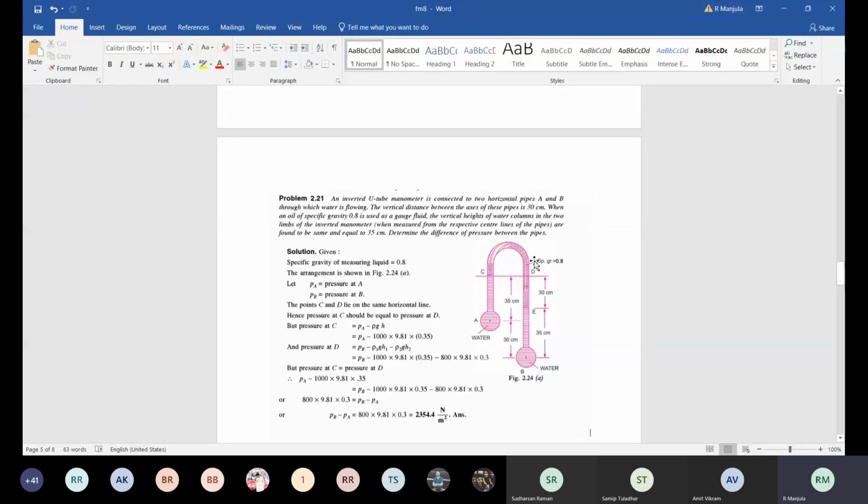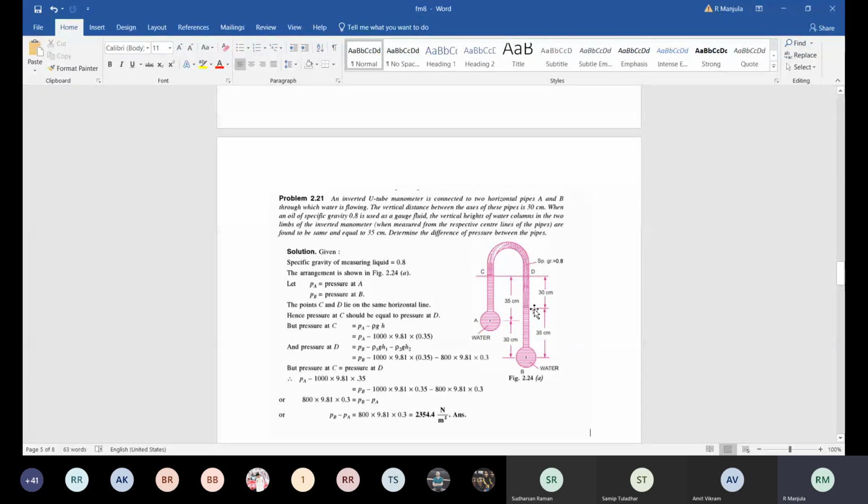The vertical heights of the water column in the two limbs of the inverted manometer, when measured from the respective center of the pipeline, are found to be the same and equal to 35 centimeter. So you measure from the center of the pipe, with respect to the center line of the pipes. Here the water height is 35 centimeter, and here also 35 centimeter, as given in the problem, and this is 30 centimeter.